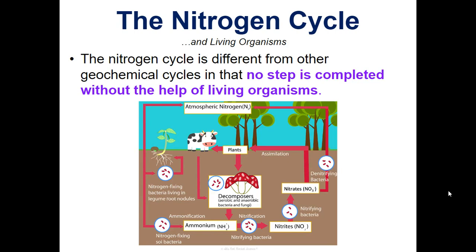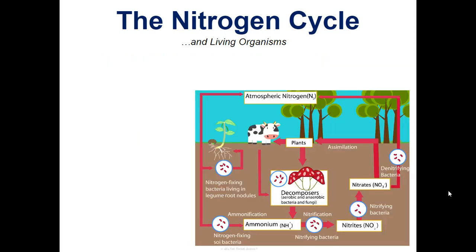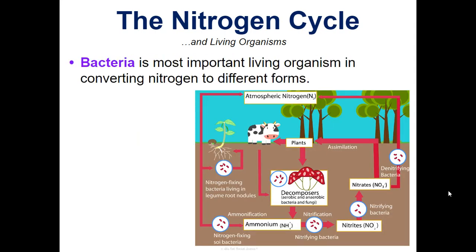And so, how are living organisms involved in the nitrogen cycle? Well, the nitrogen cycle is kind of different from our other biogeochemical cycles in that there really is no step that is completed without the help of another living organism. And so we know that bacteria are crucial organisms for the nitrogen cycle, as we could just see, right? There's bacteria that fix the nitrogen from the atmosphere, bacteria that can then turn that into ammonia, bacteria that take that ammonia and turn it into nitrites and nitrates, and even bacteria that return that all the way back to the atmosphere.